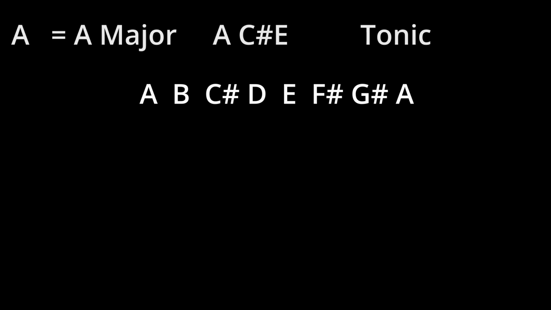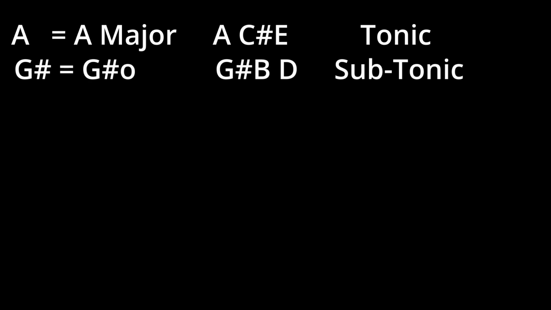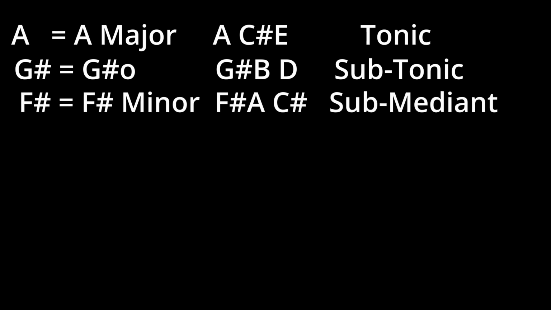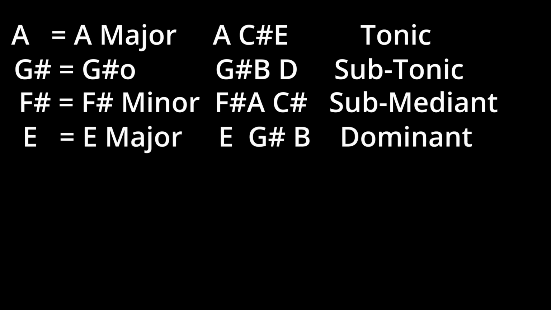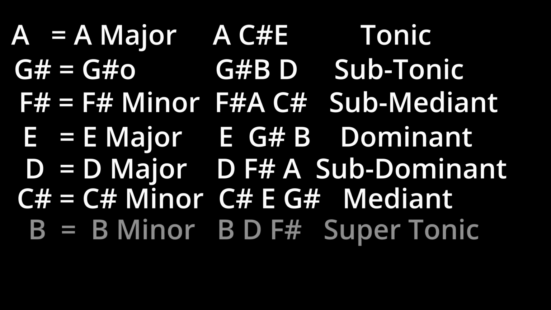In the first approach, we will use each chord degree to represent its scale degree. For the A note, we use the tonic chord of A major. Descending to the G sharp note, we use the subtonic chord of G sharp diminished. Descending to the next note of F sharp, we use the submediant chord of F sharp minor. Continuing, we see all the chords in the key of A major.